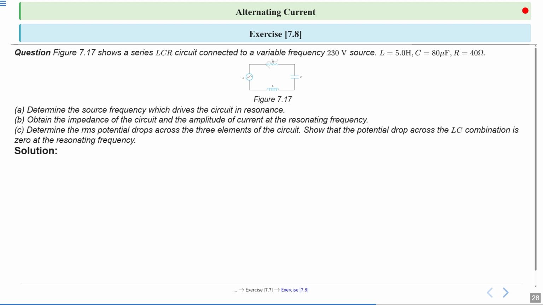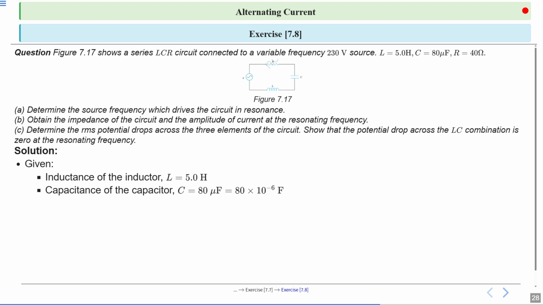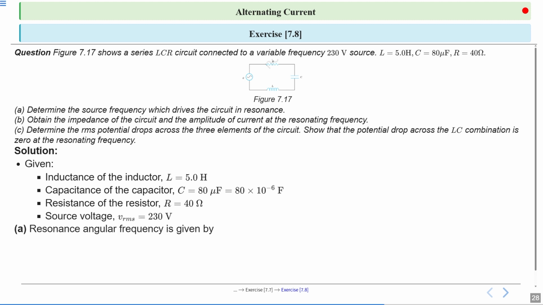So let's see the solution. What is given in the question? Inductance of the inductor L equal to 5 Henry is given. Capacitance of the capacitor C equal to 80 microfarad, which is equal to 80 into 10 to the power minus 6 farad. Resistance of the resistor R equal to 40 ohm is given. And source voltage VRMS equal to 230 volt is given. So for part A, you have to calculate the source frequency which drives the circuit in resonance.